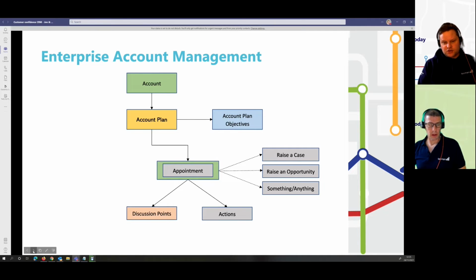I think the other thing that's worth mentioning around these raise a case, raise an opportunity, and raise something else is that when those things are done from the appointment, which again in the demo will make more sense, we can see in the historical reporting, for an appointment, how many cases have been raised from it, how many opportunities.